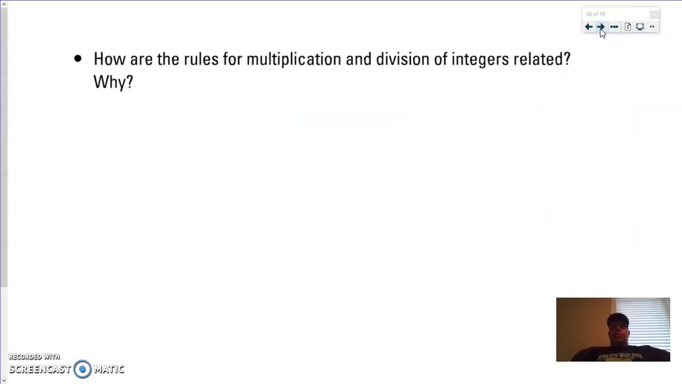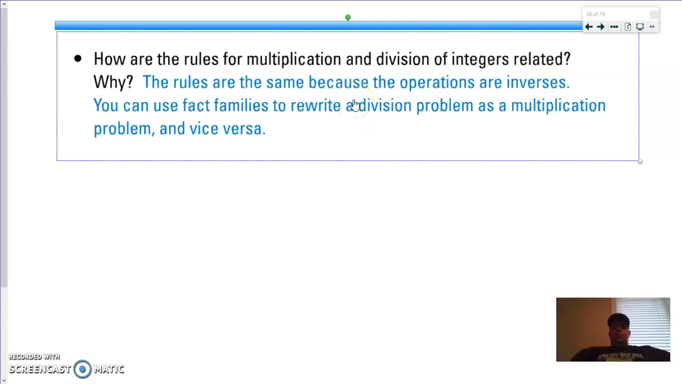How are the rules for multiplication and division of integers related? The rules are the same because the operations are the inverses, as we talked, which means opposites. You can use fact families to write a division problem as a multiplication problem, and vice versa.